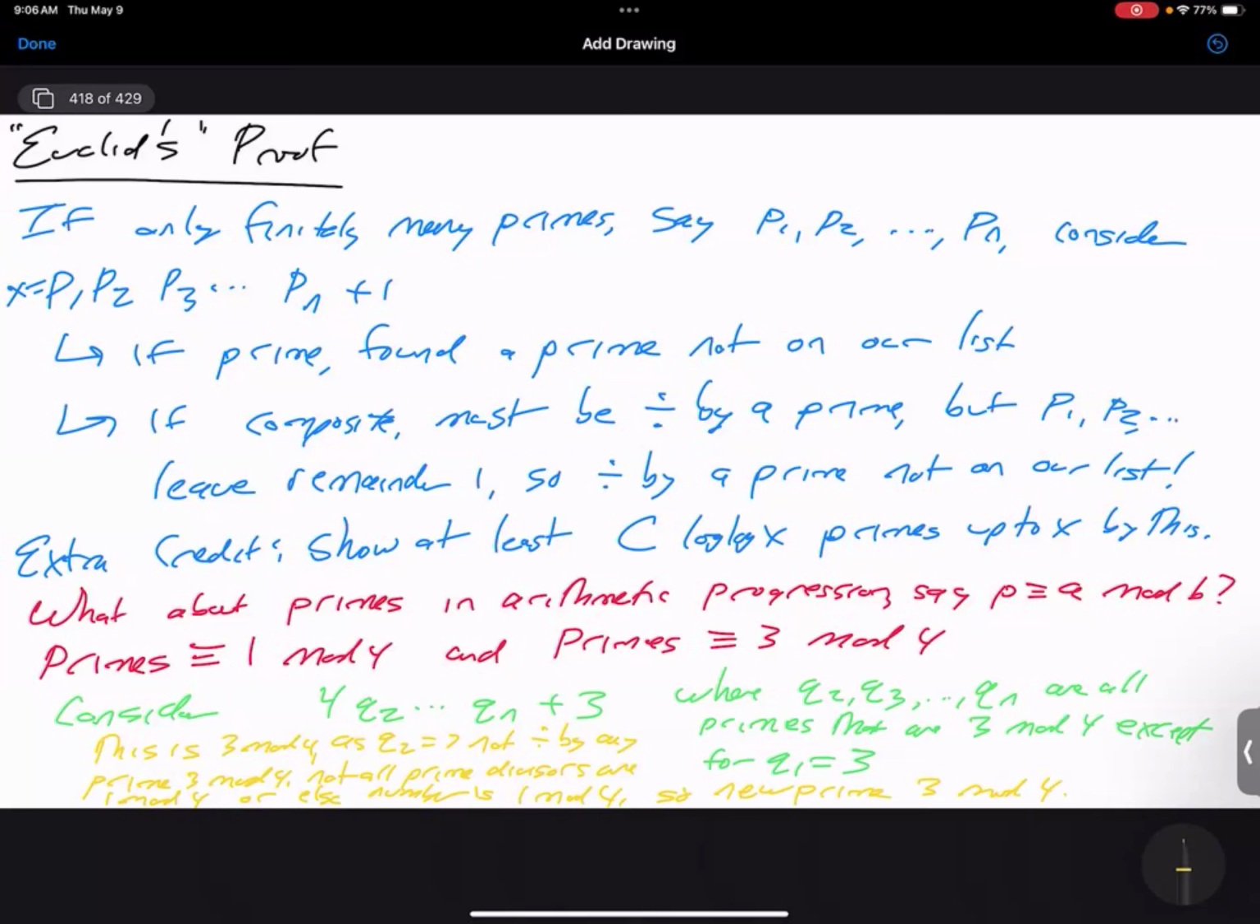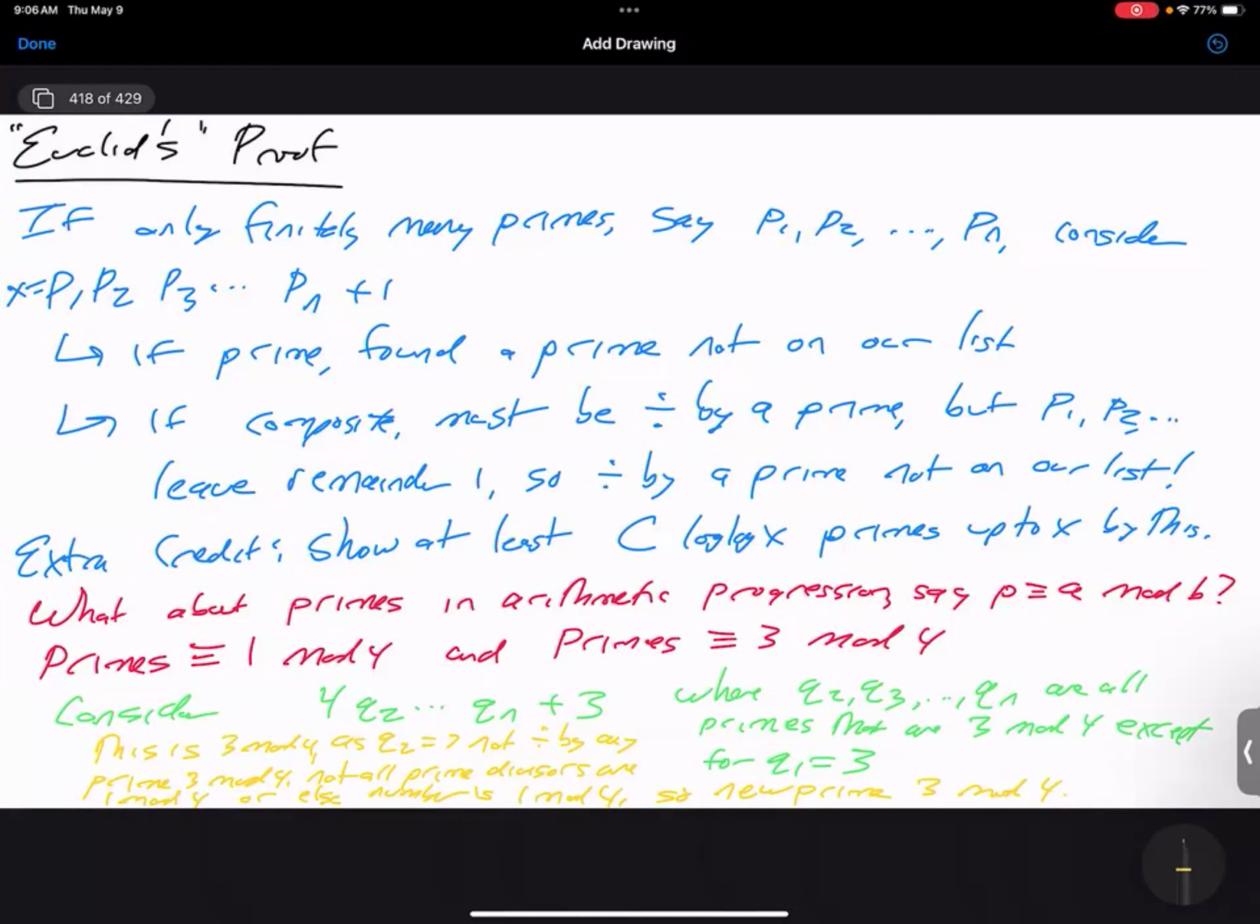So if every factor of this was a prime that was 1 mod 4, if you have something that's 1 mod 4 and you multiply by 1 mod 4, you have something that's 1 mod 4. So at least one of the primes that divides this can't be 1 mod 4. So we have to have a new prime that's 3 mod 4. So there's infinitely many primes that are 3 mod 4.